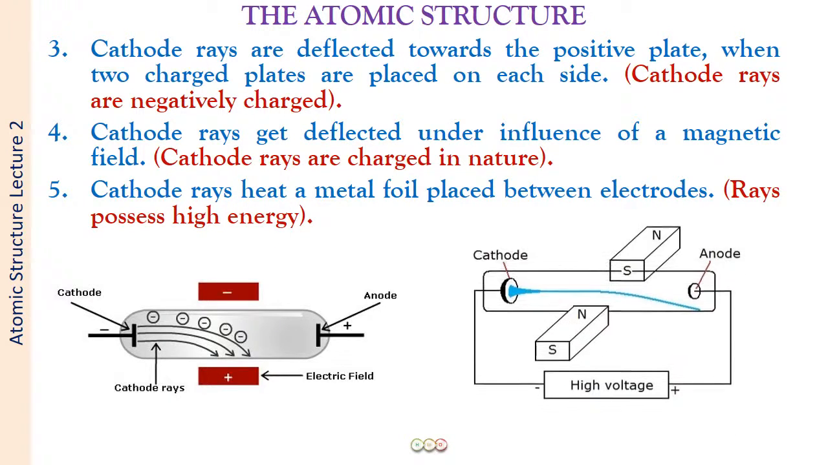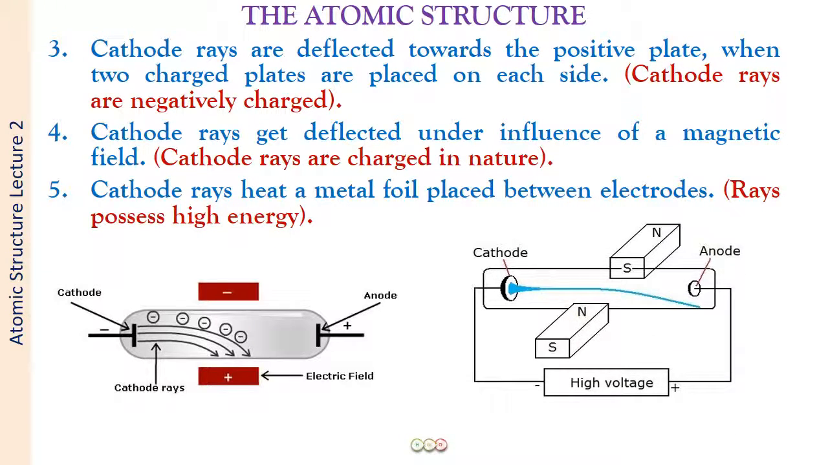Similarly, when the cathode rays are placed in a magnetic field, they again get deflected under the influence of the magnetic field, and this again shows that the cathode rays are charged in nature.